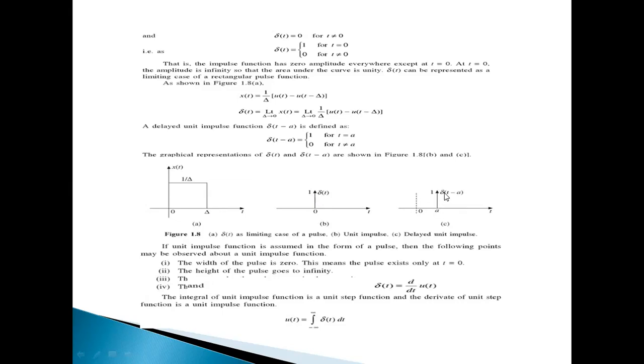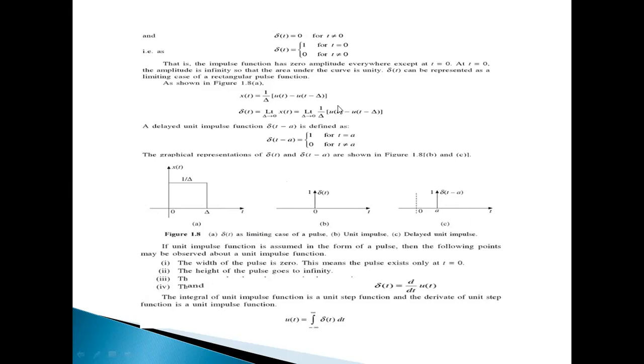This is a shifting operation. Delta of t minus a means that from 0, it is shifted towards the right side by a sample, and at that value only it is 1. The remaining values are all zeros. This is the delta as a limiting case of a pulse, the unit impulse graphical representation. This is the actual graphical representation of the unit impulse function and a delayed unit impulse function.